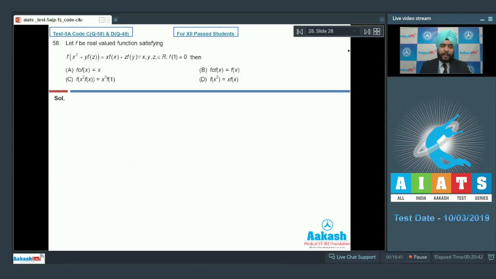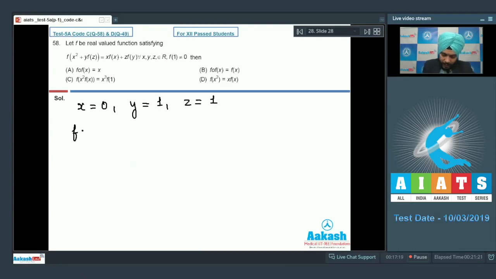Question 58 says that let f be a real valued function satisfying f of (x square plus y) into f(z) equals x f(x) plus z f(y) for all x, y, z belonging to real. It is given that f of 1 is not equal to 0. Students, in this type of question, you just have to go by hit and trial. Just assume certain values for x, y, z. Preferably put them 1 or 0 so that you can easily figure out what will be the value of f(x) in this question. So I'm going to put x equal to 0, y equal to 1, z equal to 1.